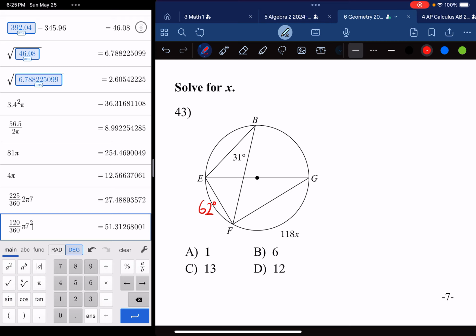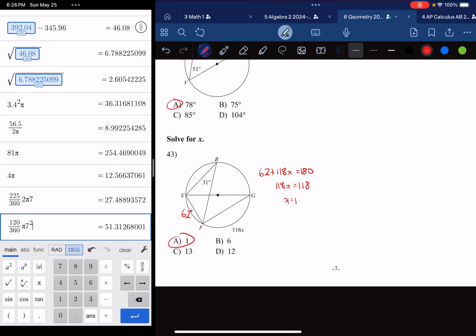And then I can tell you that since we have a diameter here, these two angles must add up to 180. I can say that 62 plus 118x must add up to 180, and I can solve. I can subtract 62 on both sides, I get 118, and then they're both 118. Therefore, x is equal to 1. So x is equal to 1, done and done.